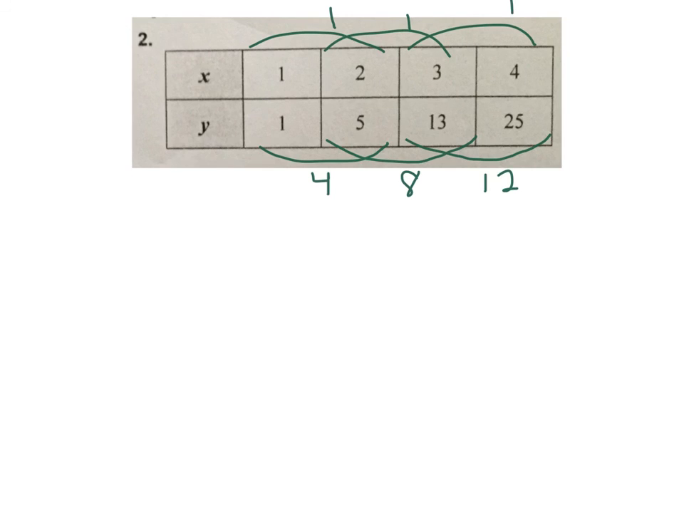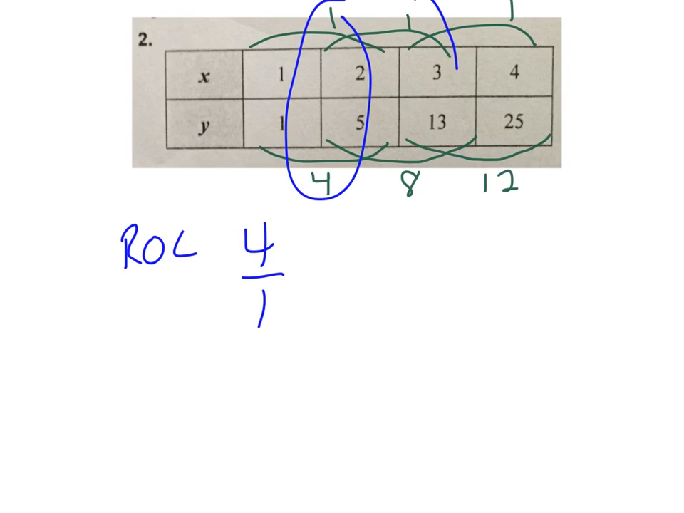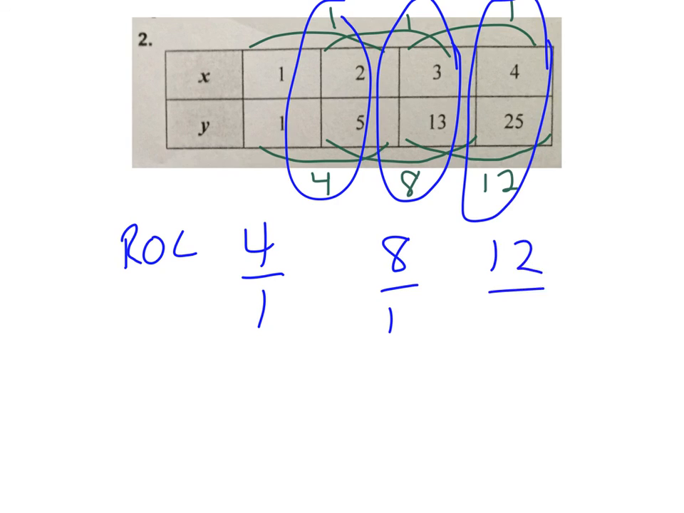Now because that x did not increase at the same rate, what you need to recognize is your rate of change between these two is 4 over 1. Between these two is 8 over 1. And between these two is 12 over 1. So it is a non-linear, meaning not linear function.